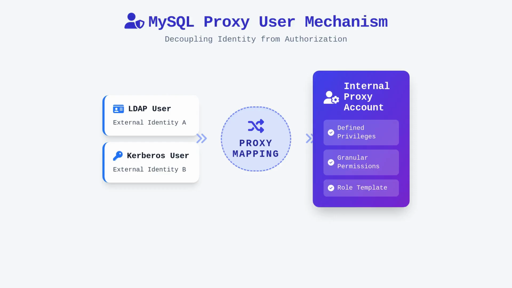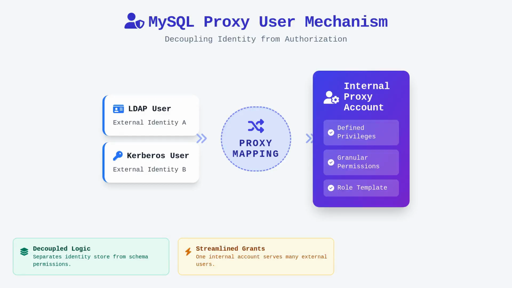You can define a single internal proxy user with limited scope and allow multiple external identities to map to it, streamlining the grant management process significantly. Ultimately, this approach minimizes the number of records you need to maintain within the MySQL system schema while enforcing strict access control policies through the mapped internal account.